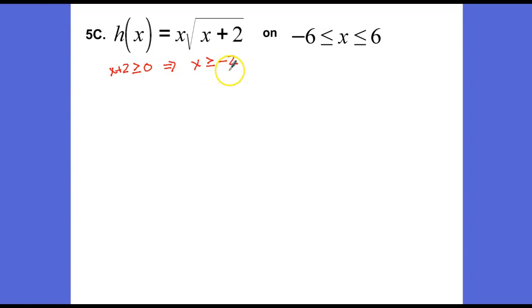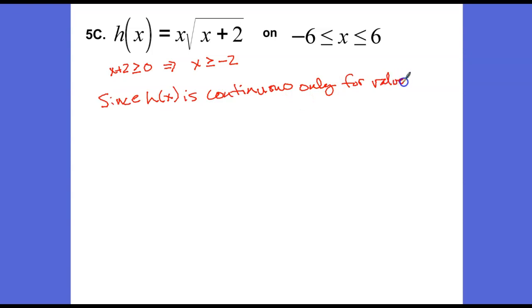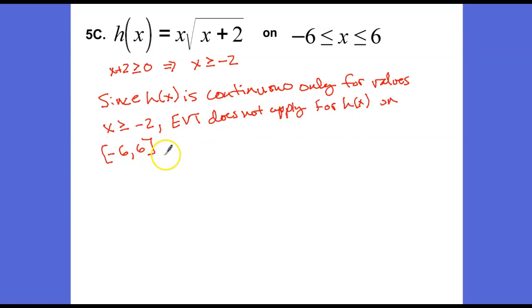And the problem is that we have values that are less than negative 2 that are on our closed interval. So here's what we're going to say. Since h of x is continuous only for values x greater than or equal to negative 2, the extreme value theorem does not apply for h of x on the closed interval from negative 6 to 6.